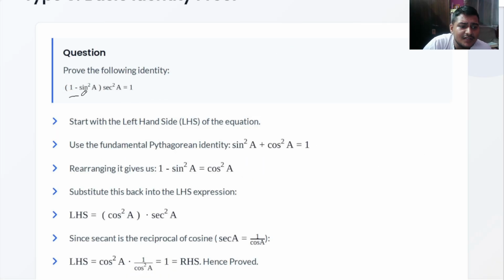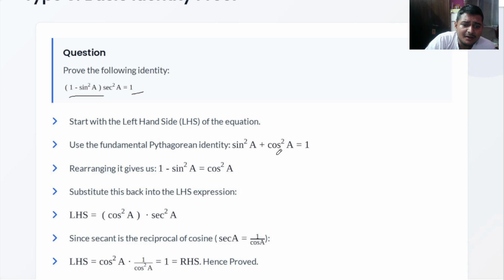We have to prove the identity (1 minus sin square A) into sec square A equals 1. We have to prove that LHS equals RHS.